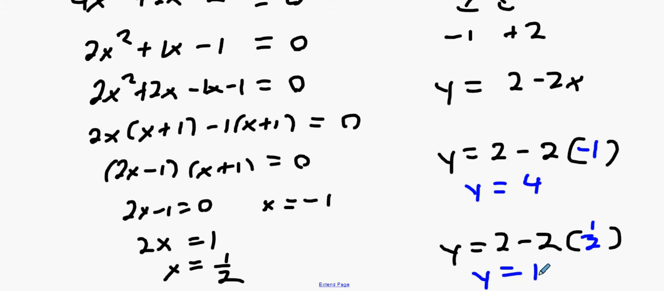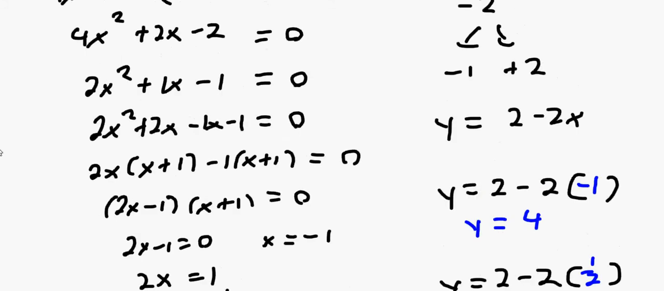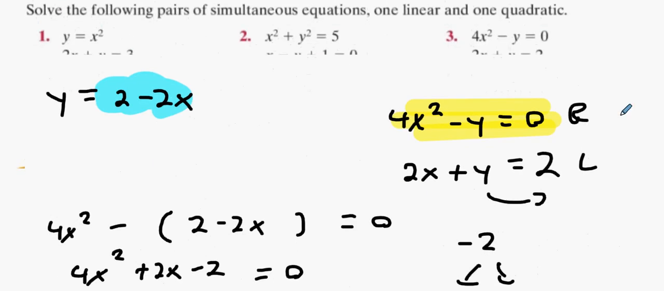Everybody cool with that? Can anybody summarize the technique for me? At the very beginning, you identify which one is quadratic, which one is linear. What do I do next? Do I use the quadratic or the linear first? Using the linear first, get one letter on its own, and then substitute it into the quadratic.